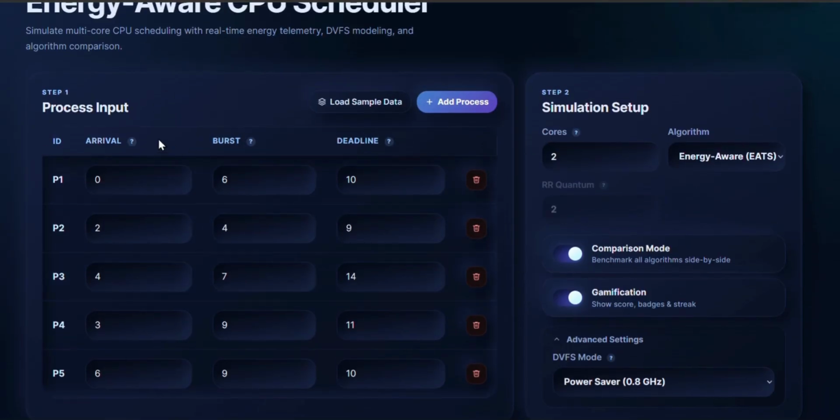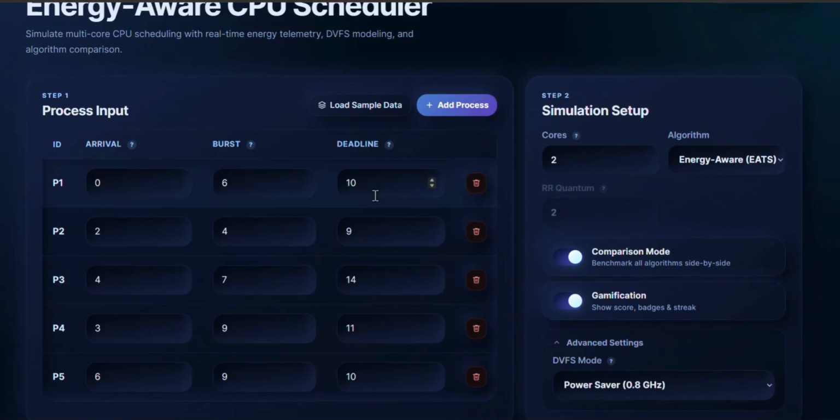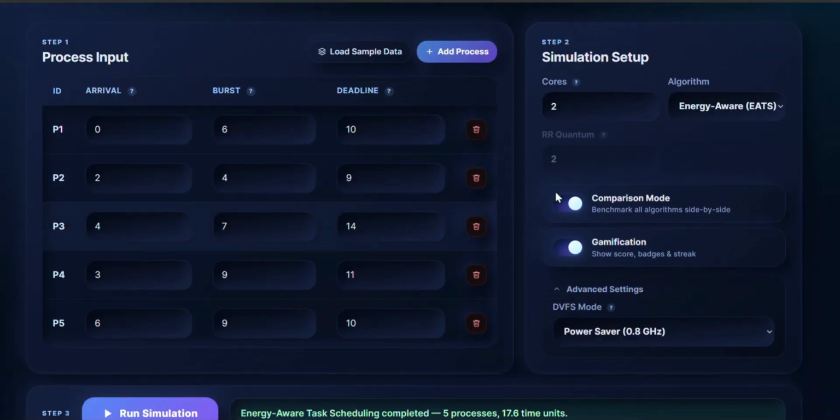In step one, which is process input, we define the processes. Each process has a process ID, process arrival, which is the time when the process enters the ready queue, burst time, which is the CPU time required to complete the process, and deadline, which is the latest time by which the process must complete. This allows us to simulate both normal scheduling and real-time scenarios. From here, we can add or delete a process.